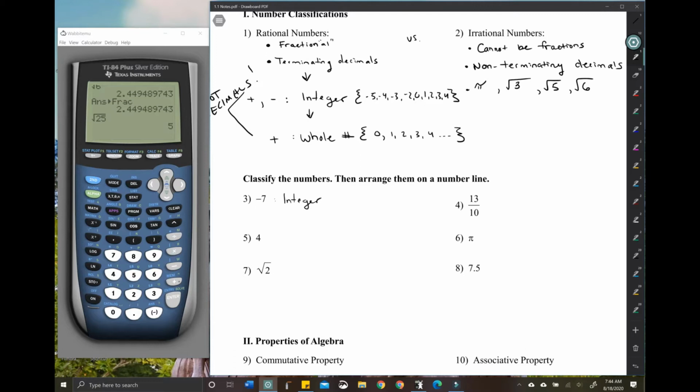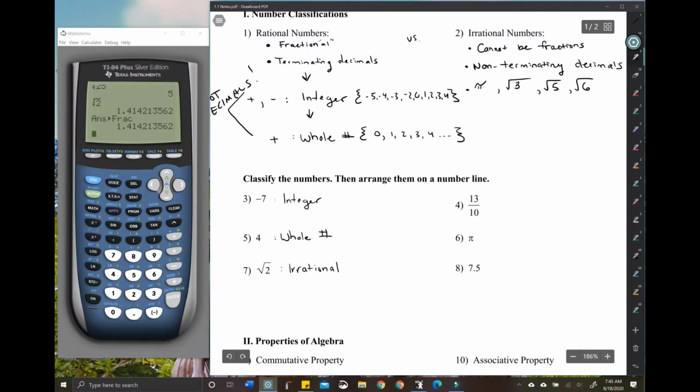Quattro. Quattro is 4, which is also a rational. It's an integer, and it goes into a whole number. So it's a whole number. Square root of 2. Just to check in your calculator, 1.4, and so on. If you try the little fraction trick, it doesn't work out. So it's going to be an irrational number.